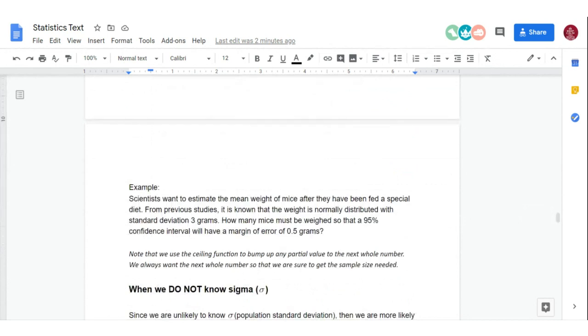Scientists want to estimate the mean weight of mice after they have been fed a special diet. From previous studies, it is known that the weight is normally distributed with a standard deviation of 3. We got to have that standard deviation, and we should know that it's normally distributed. How many mice must be weighed so that a 95% confidence interval will have a margin of error of 0.5? So let's go over to the board.